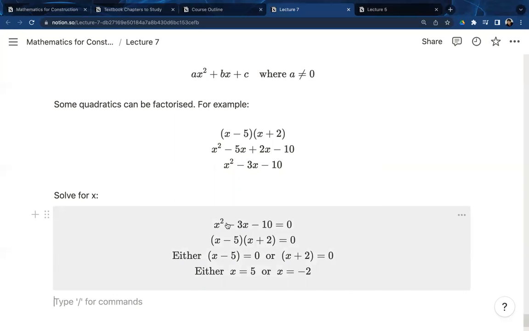So if I put 5 in here, 5 5s are 25, 3 5s are 15, 25 minus 15 is 10, 10 minus 10 is 0. See, that works as well. And what if x is minus 2? 2 2s are 4, minus 3 times minus 2 is 6. 4 plus 6 is 10, 10 minus 10 is 0. So minus 2 works as well.